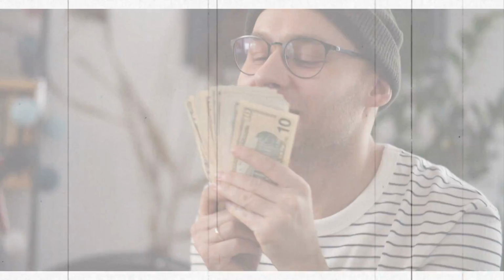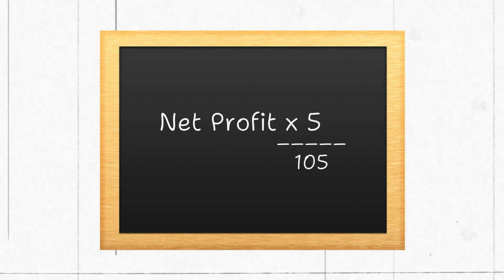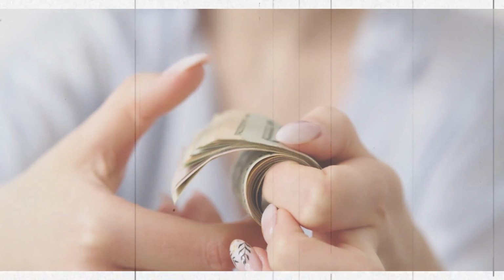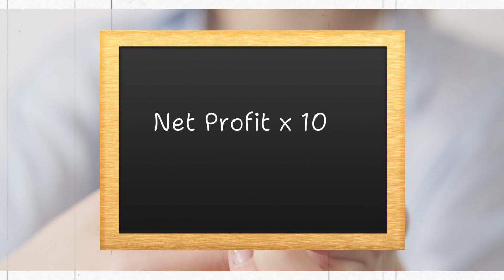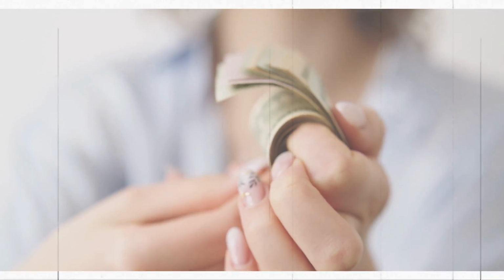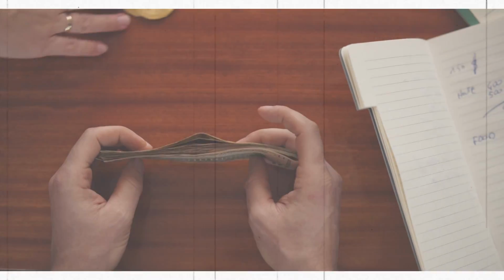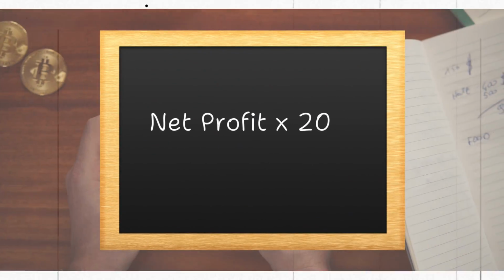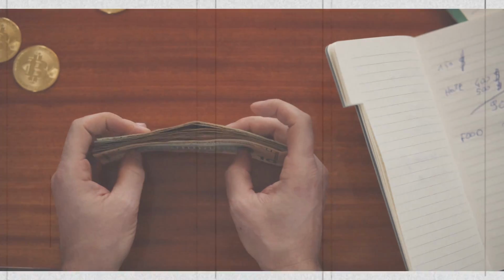That simply means if a partner is to get a commission of 5% after charging such commission, the formula will be net profit multiplied by 5 upon 105. Or else, if a partner is to get 10% commission after charging such commission, then the formula shall be net profit multiplied by 10 upon 110. Apart from that, if the partner is to get 20% commission of the net profit after charging such commission, it will be net profit multiplied by 20 upon 120. So these were the examples for the commission.